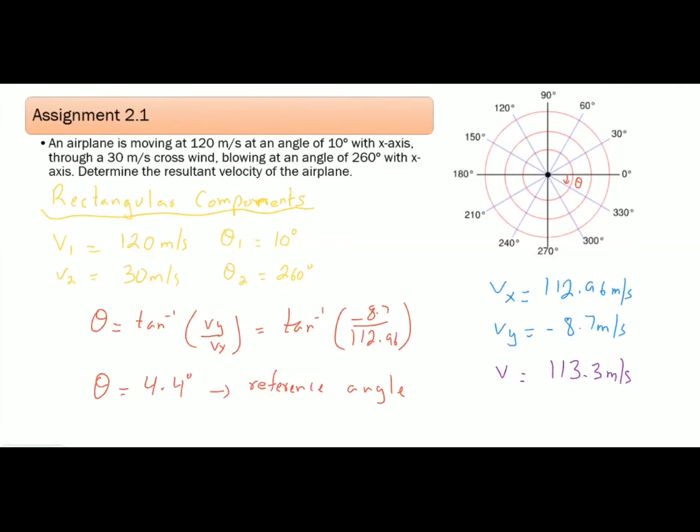Since the resultant vector is in the fourth quadrant, to find the angle theta we have to subtract 4.4 degrees from 360 degrees. So 360 minus 4.4 is 355.6 degrees. So the actual direction of the resultant velocity vector is 355.6 degrees with the positive x-axis.